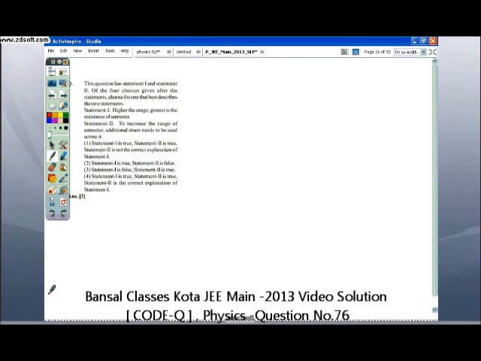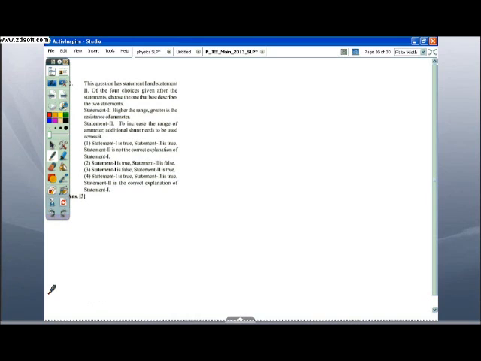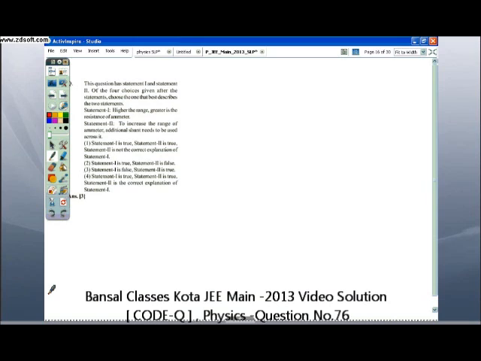Okay, in this problem, two statements are given. This question has statement 1 and statement 2. Of the 4 choices given after the statements, choose the one that best describes the two statements. Statement 1 says that higher the range, greater is the resistance of ammeter. And statement 2 says that to increase the range of ammeter, additional shunt needs to be used across it.